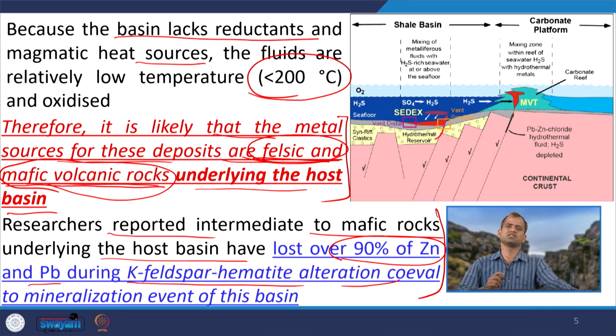So, that means it is easily correlated that the leaching from this basement rock and the emplacement of this mineral in the sedimentary rock are coeval. So, that is why it has nothing to do with magmatism.